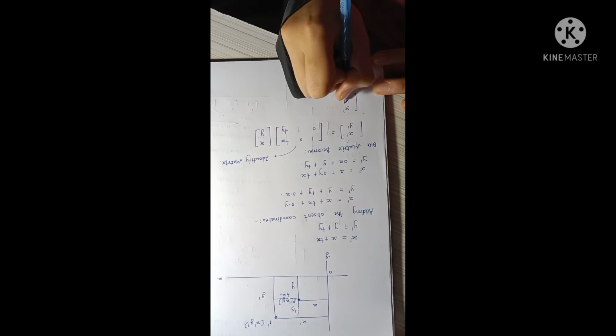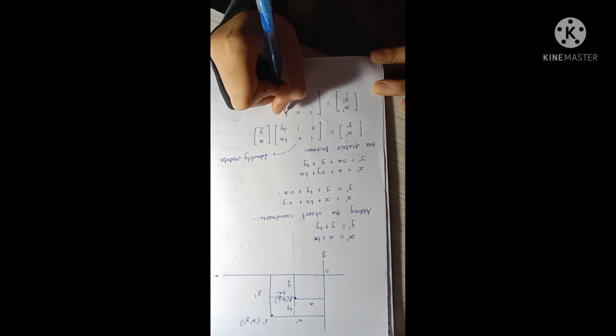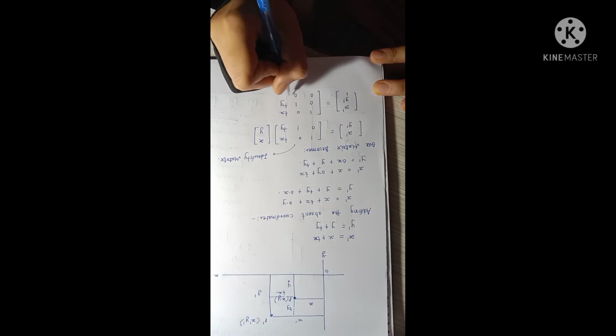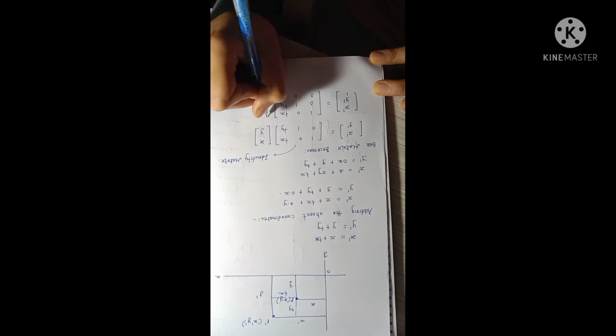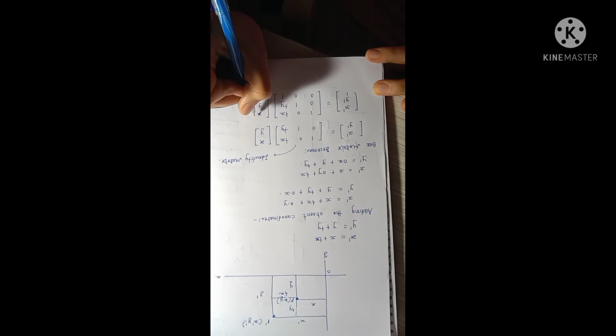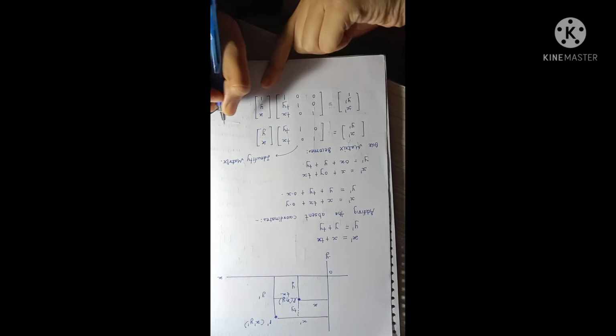X dash, y dash, and here we will add 1. Here 1 0 tx, 0 1 ty, and 0 0 1, and here x y. So why did we add 1 here?